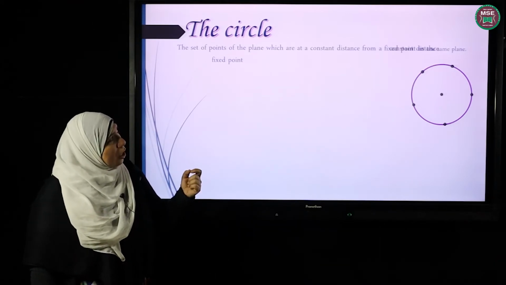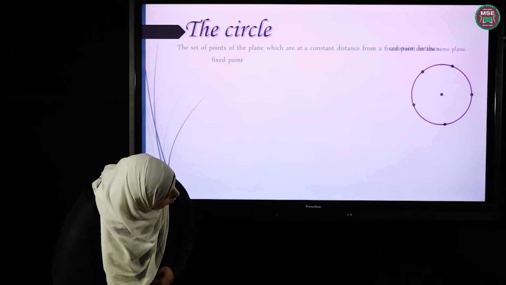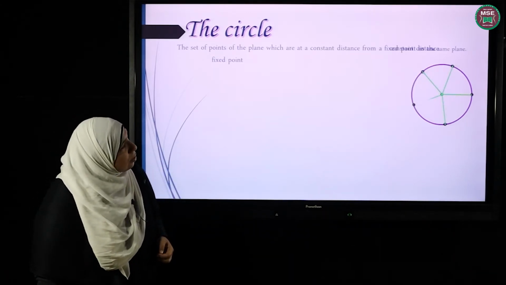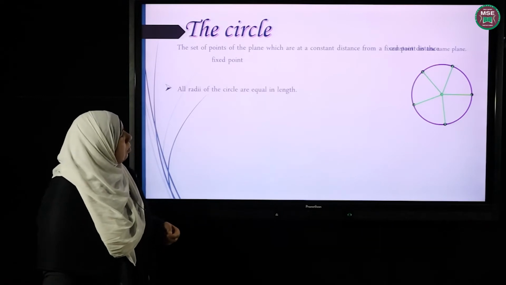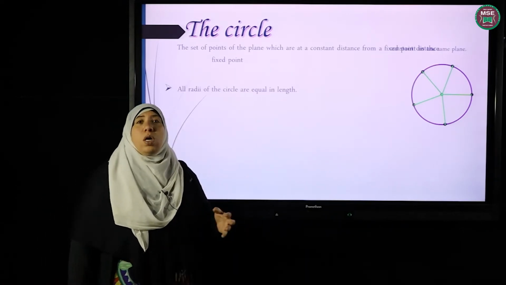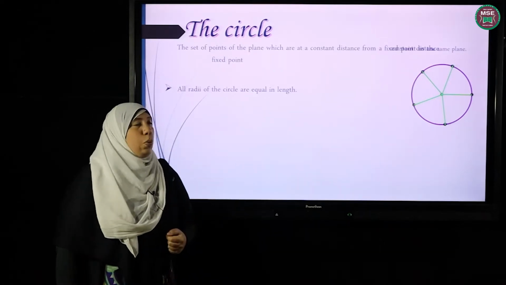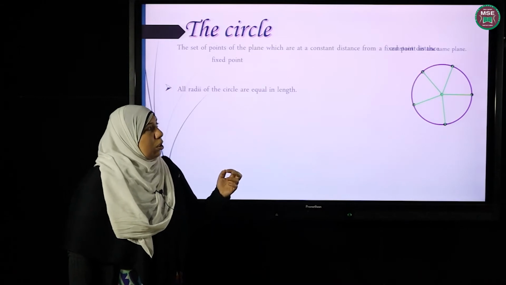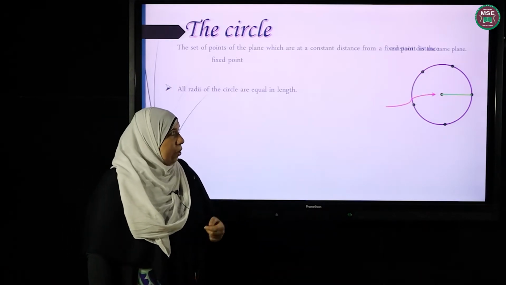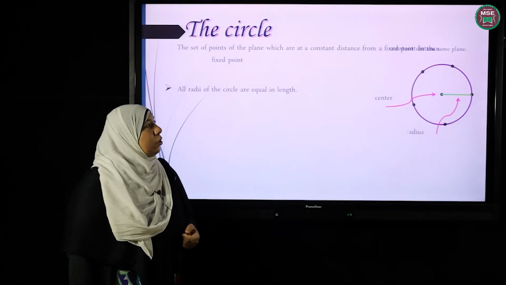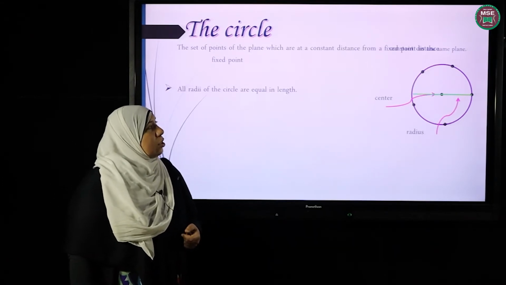This fixed point here is called the center, and the fixed distances are called the radii of the circle. All radii of the circle are equal in length. Now, this point, we said before, is the center, and this is the radius.